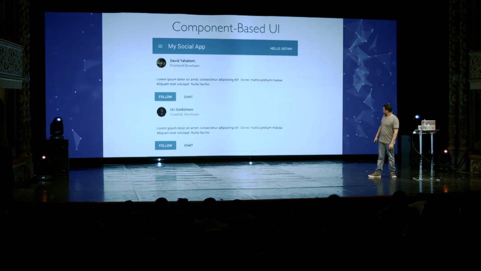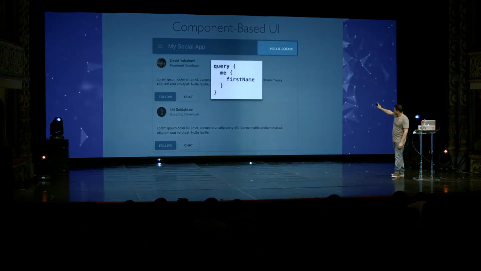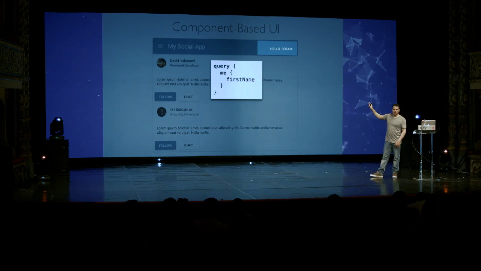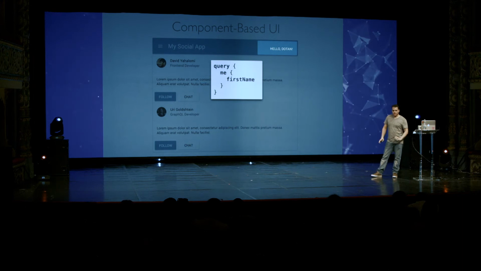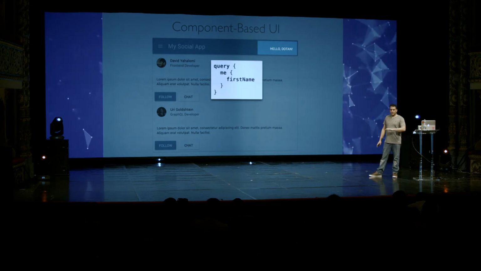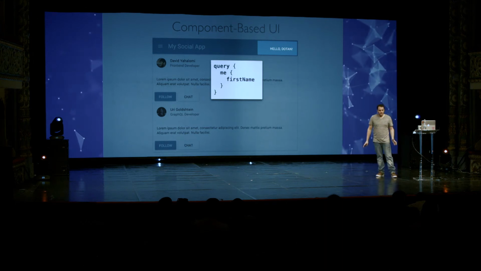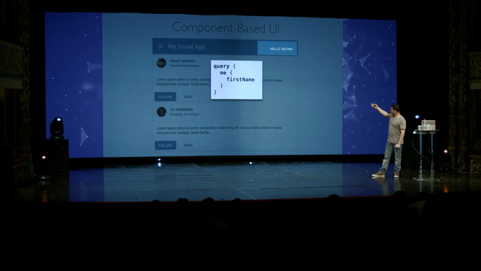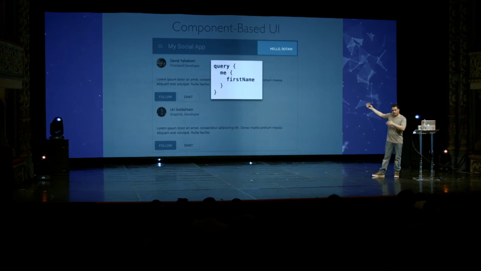So let's take, for example, this small piece. This small piece says, hello, Dotan, and actually, the only thing that this component needs is my first name. It doesn't need all of the user object that the server exposes. So we can create a GraphQL query that asks the server only for the first name of the user, which is me.